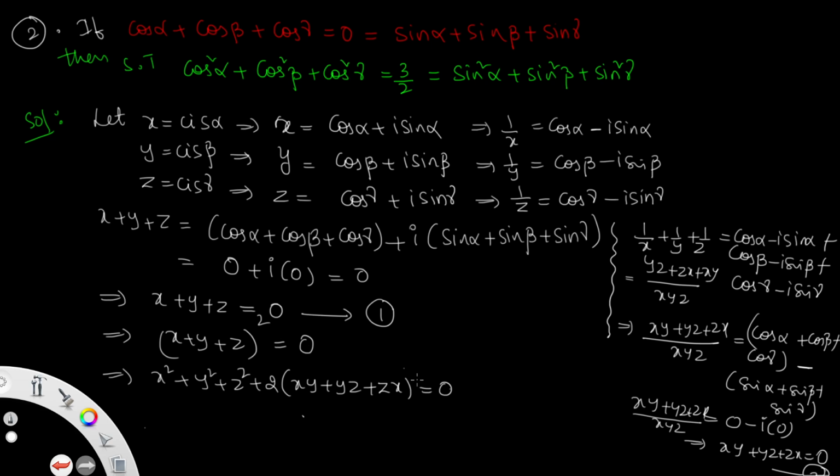Now simplify expressions 1 and 2, then we get x square plus y square plus z square equal to 0. This is the third expression.